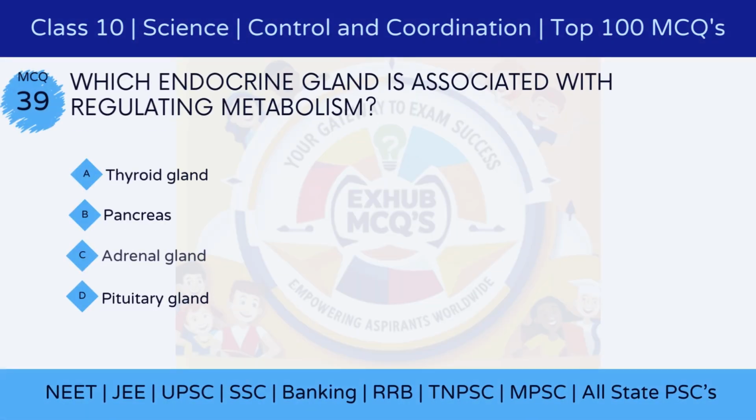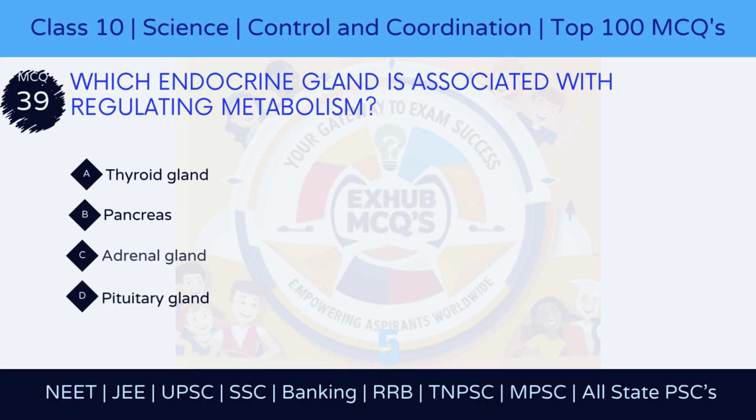Which endocrine gland is associated with regulating metabolism? Option A, thyroid gland. Option B, pancreas. Option C, adrenal gland. Option D, pituitary gland.